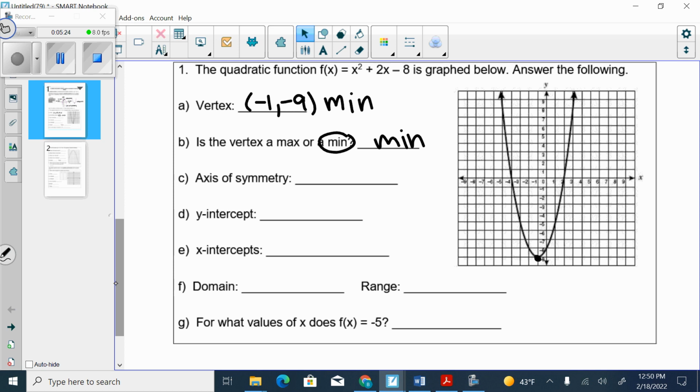Okay, next they want the axis of symmetry. Well, what did we say the axis of symmetry was? The dark line that splits it in half. Right, it goes right down the middle. Okay, so our dotted line where we could fold it in half would go right here, right? Okay, so if it's a vertical line, is that when we write x equals the number or y equals the number?